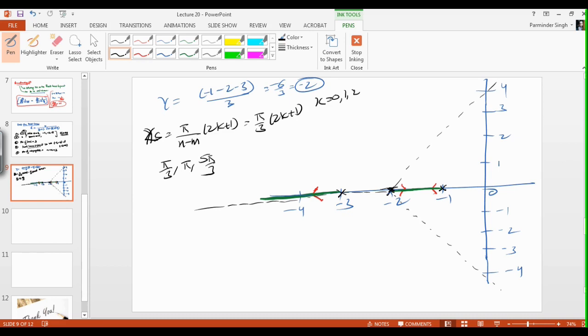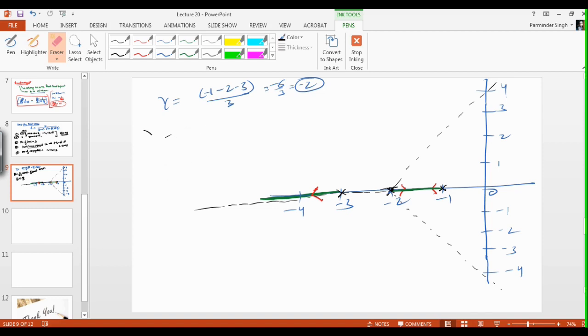So these dotted lines are asymptotes. They are emerging from the center of gravity, making angles of pi by 3, pi, and 5 pi by 3. That is, this angle will be pi by 3, this angle will be pi, and this angle will be 5 pi by 3. Clear? So these are your angles. These dotted lines represent the asymptotes. Now let me remove this part because we need space over here to plot things.